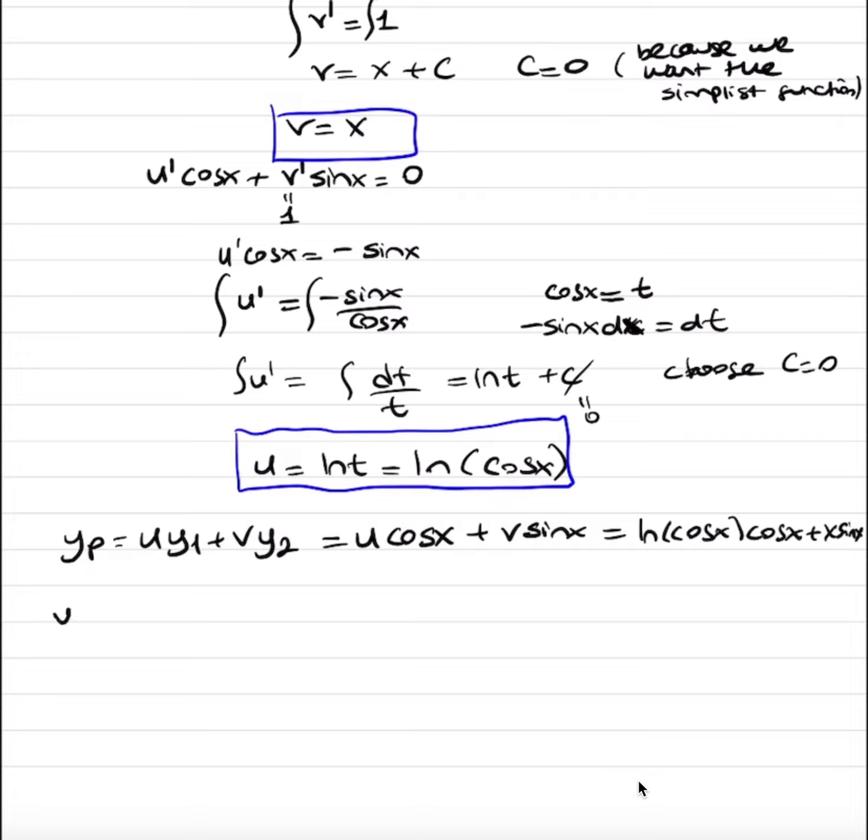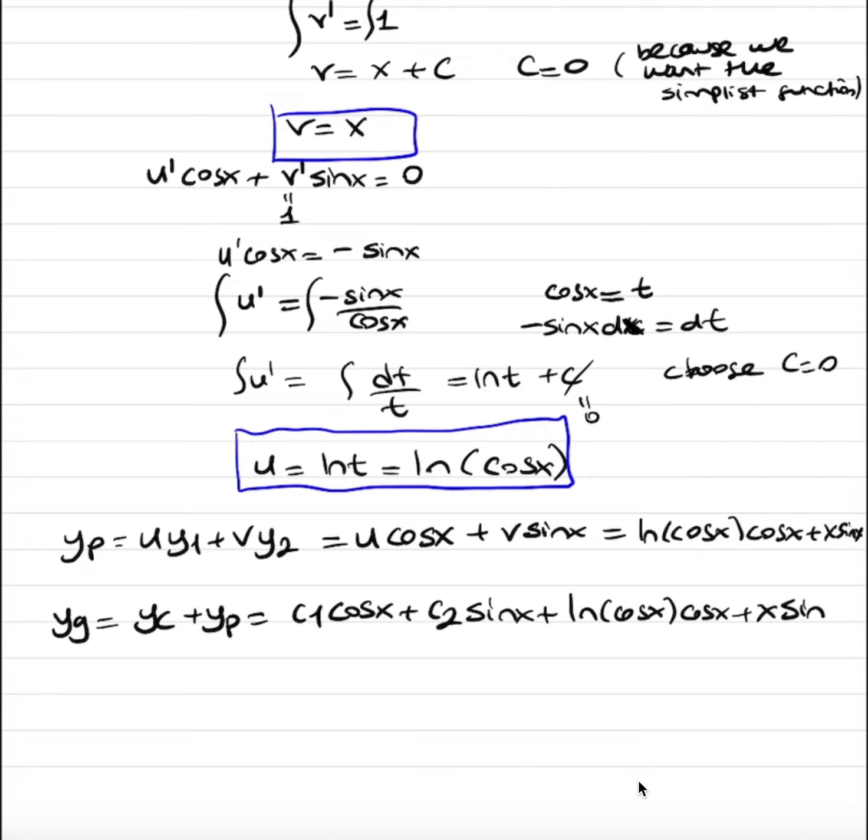And what is the general solution? General solution was y complementary plus y particular, and we find the y complementary is c1 cosine x plus c2 sine x, plus y particular, x sine x. So this is our general solution of y double prime plus y is equal to secant x.